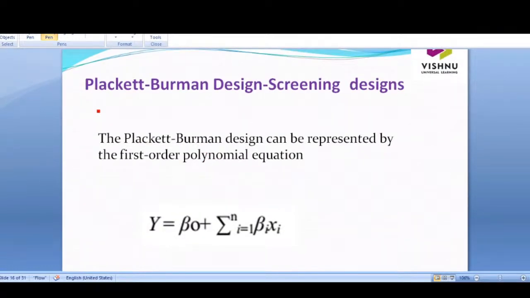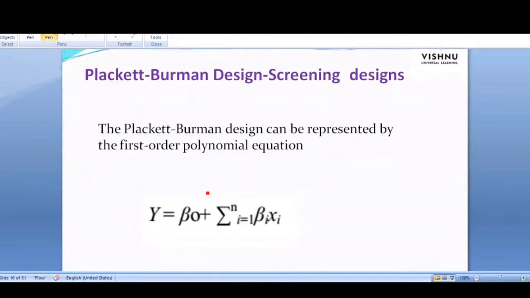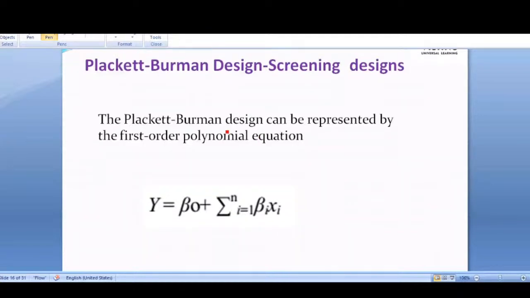So the second one is the Plackett-Burman design. The Plackett-Burman design is a first order polynomial equation which is given by y equals beta naught plus the sum from i equals 1 to n of beta i into xi. As we discussed in the previous case, beta naught plus beta 1 into x1, beta 2 into x2, like that.